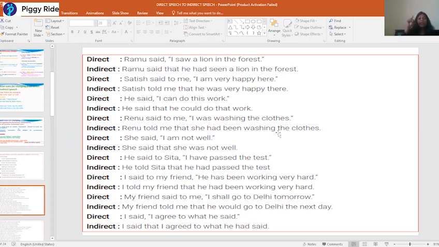I said to my friend, "He has been working very hard." I told my friend that he had been working very hard. My friend said to me, "I shall go to Delhi tomorrow." My friend told me that he would go to Delhi the next day. I said, "I agreed to what he said." I said that I agreed to what he said.